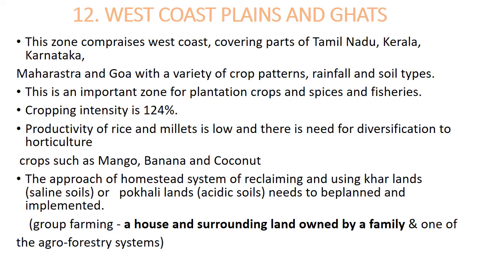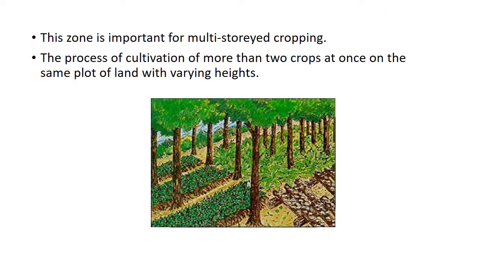What is homestead system? It is a group of farming around a house and surrounding land owned by a family, and it is also one part of the agroforestry system. This zone is important for multi-storied cropping. What is multi-storied cropping? It is a process of cultivation of more than two crops at once on the same plot of land with varying heights.